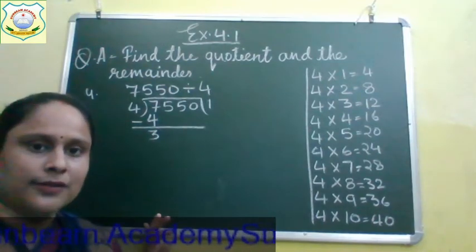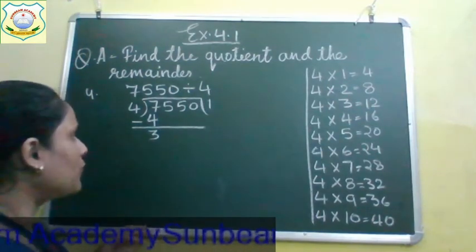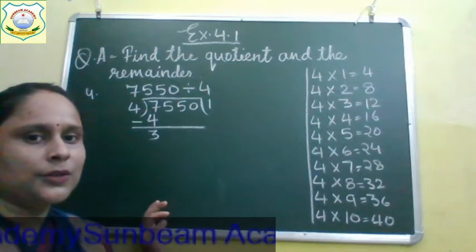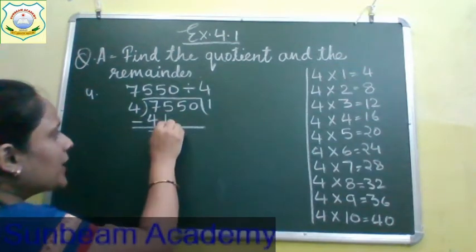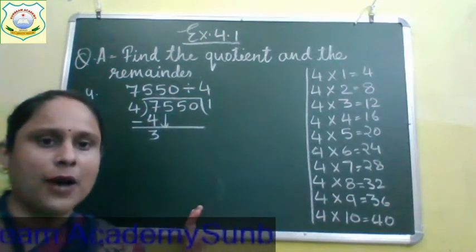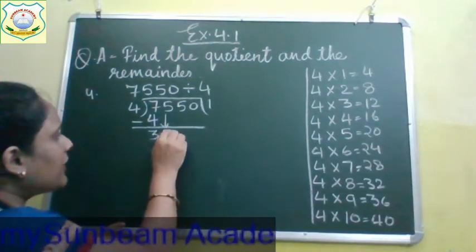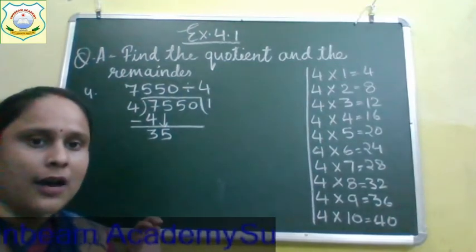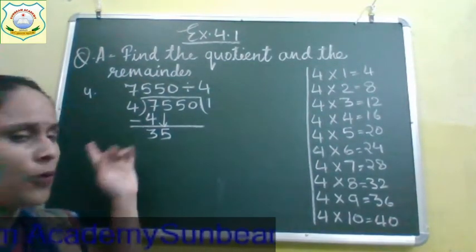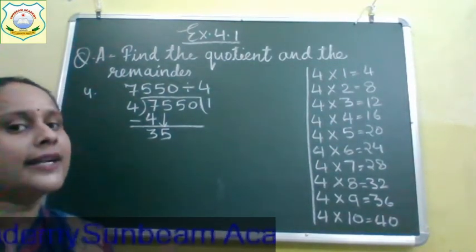3 we have got. And now what we will do, which is the next step now? We will bring the number down, correct? Which number we will bring down? The next number to 7, which is 5. So 5 we have brought down. Now, in the table of 4, now we have to divide 35.